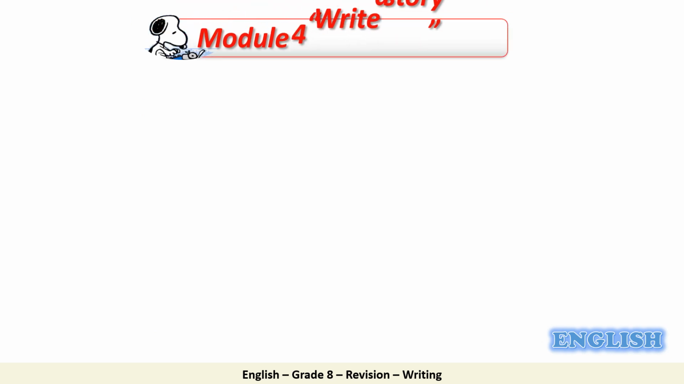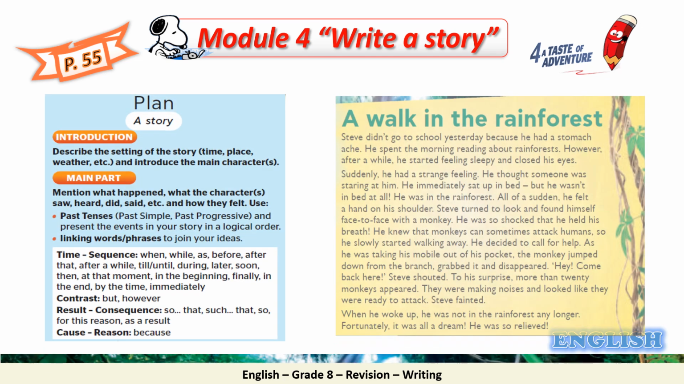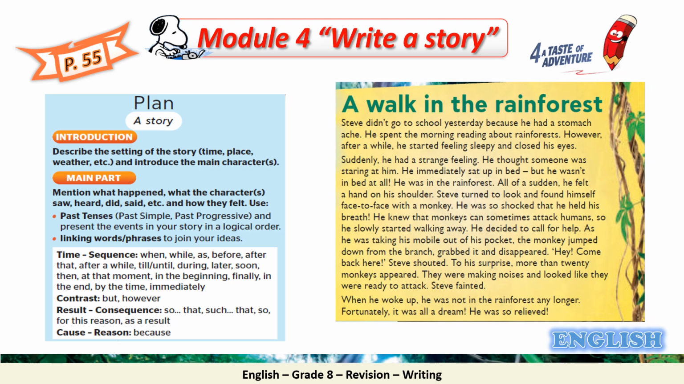The last writing task we are going to look at today is write a story in Module 4, page 55. Let me remind you, dear students, that here also you have to write 3 well-organized paragraphs, an introduction, a main part, and a conclusion. In the introduction of your story, describe the setting, I mean time, place, weather, etc. Also, you have to introduce the main character or characters. Look at the story on the right. The writer starts his story with the name of his main character, Steve. He also mentions the time, which is yesterday morning, and the place, which is clearly Steve's house.